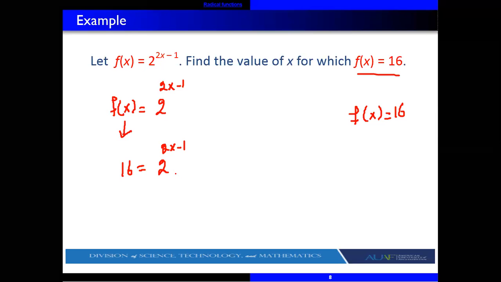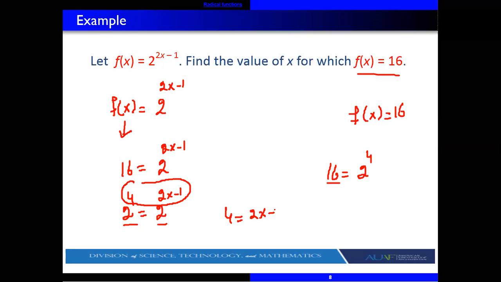Now how can we find the value of x, because x is in the power? There are two methods. One is taking log, and the second method is, if you make the bases the same, then you can compare the powers. Like we have 16. If we write 16 in the form of 2 power 4, at the base of 2, and we have 2 power 2x minus 1, now the bases are the same. Now you can compare their powers. Write down 4 equal to 2x minus 1.